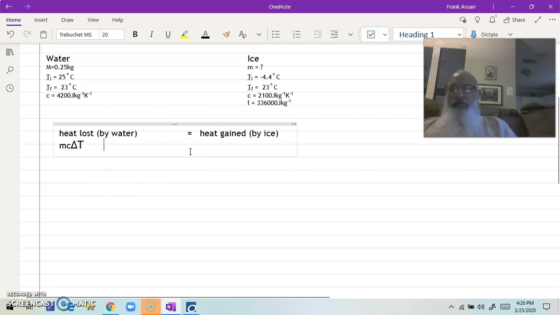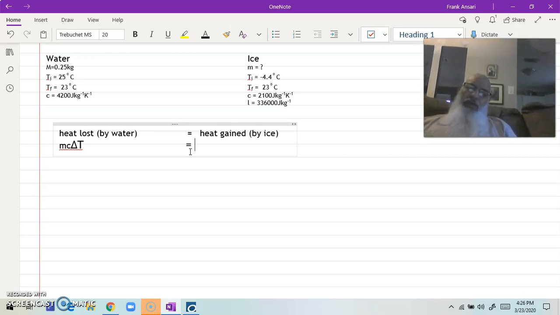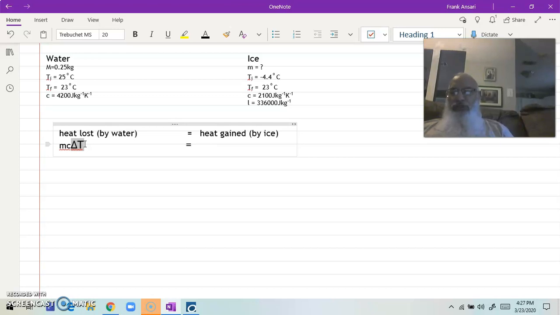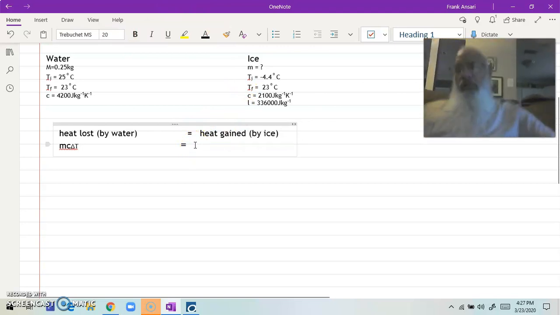On this side, however, we have a little bit of a complication, and that's why this is a slightly harder problem. What is the complication? Okay, so starting out, we are saying that we have a piece of ice, and we are saying that that piece of ice not only melts but also gains enough energy for its temperature to rise to 23 degrees Celsius.